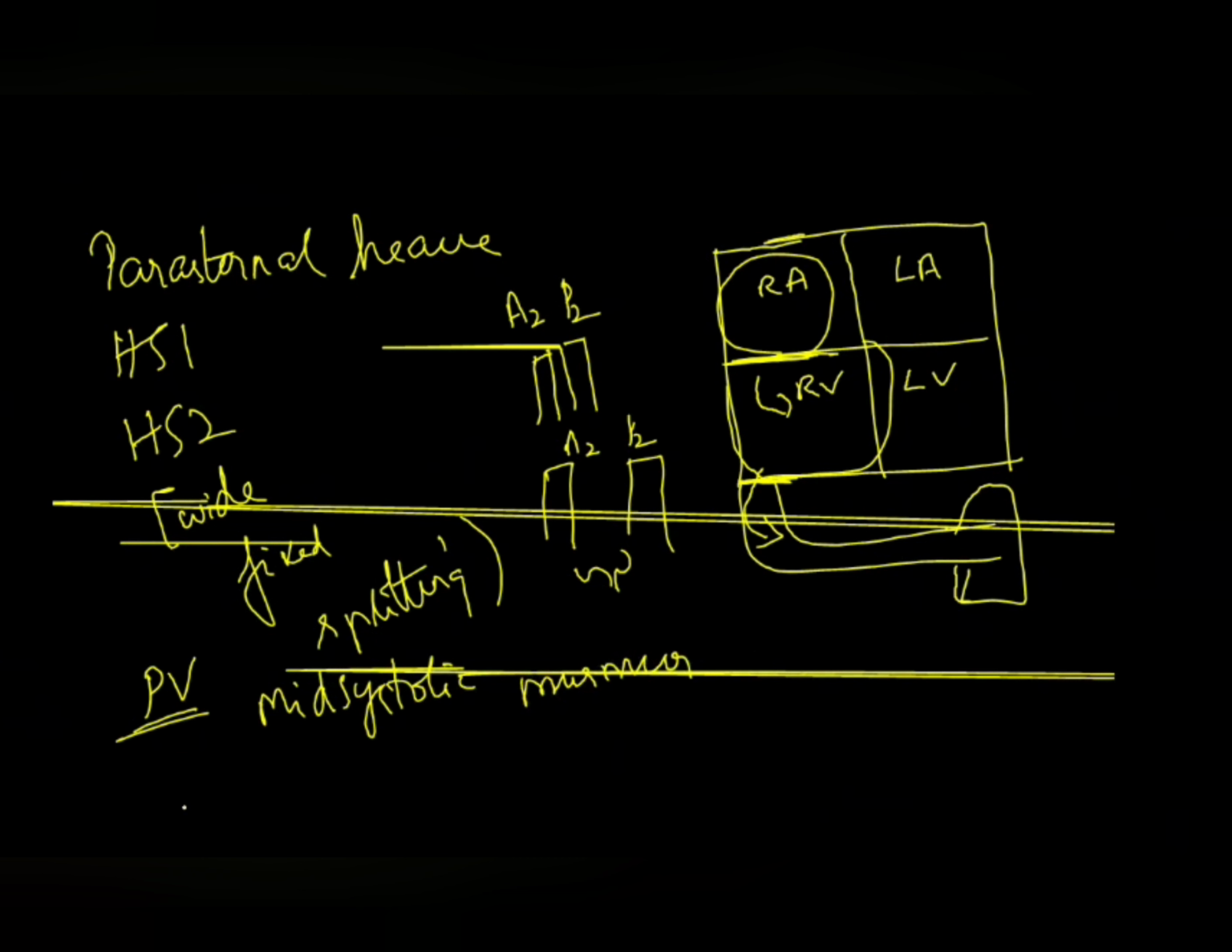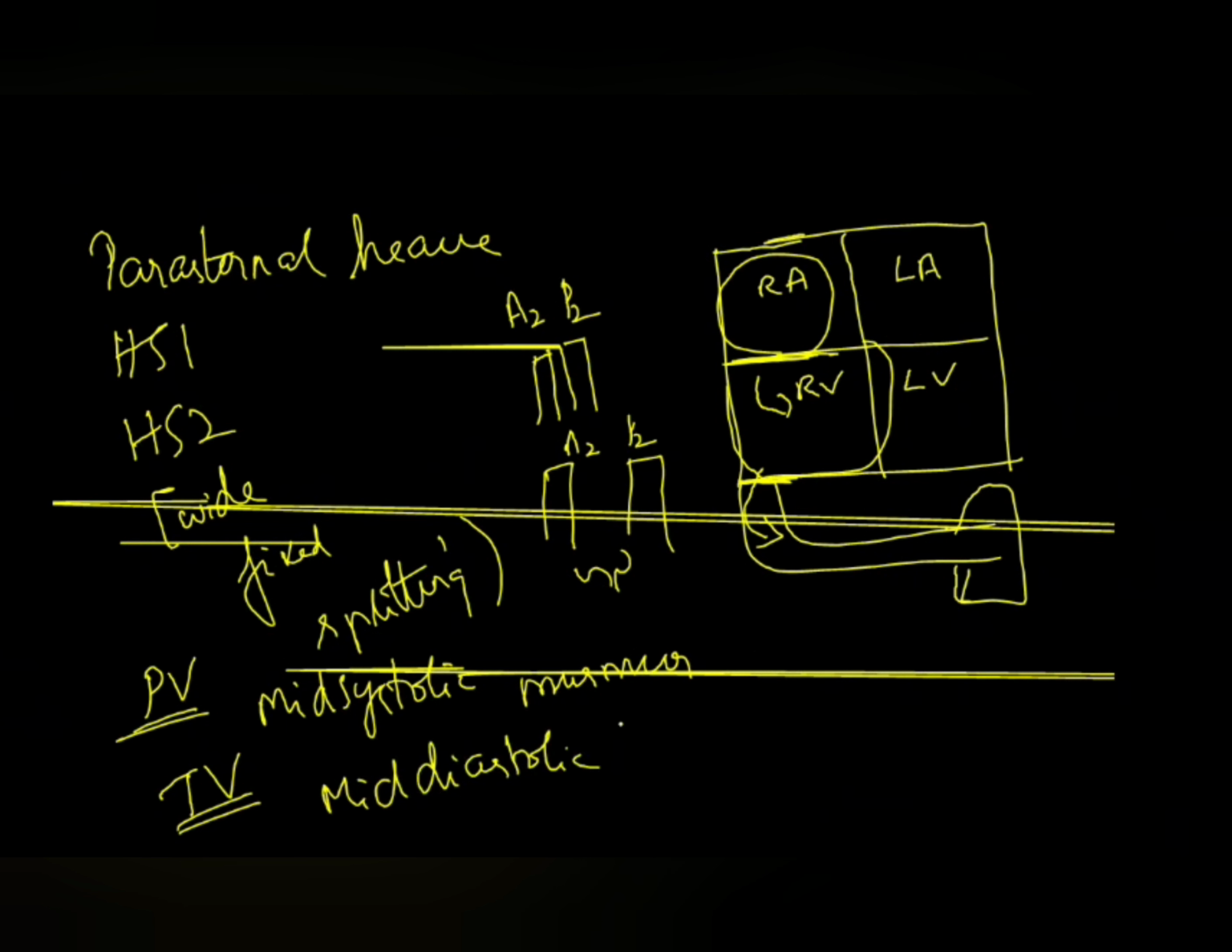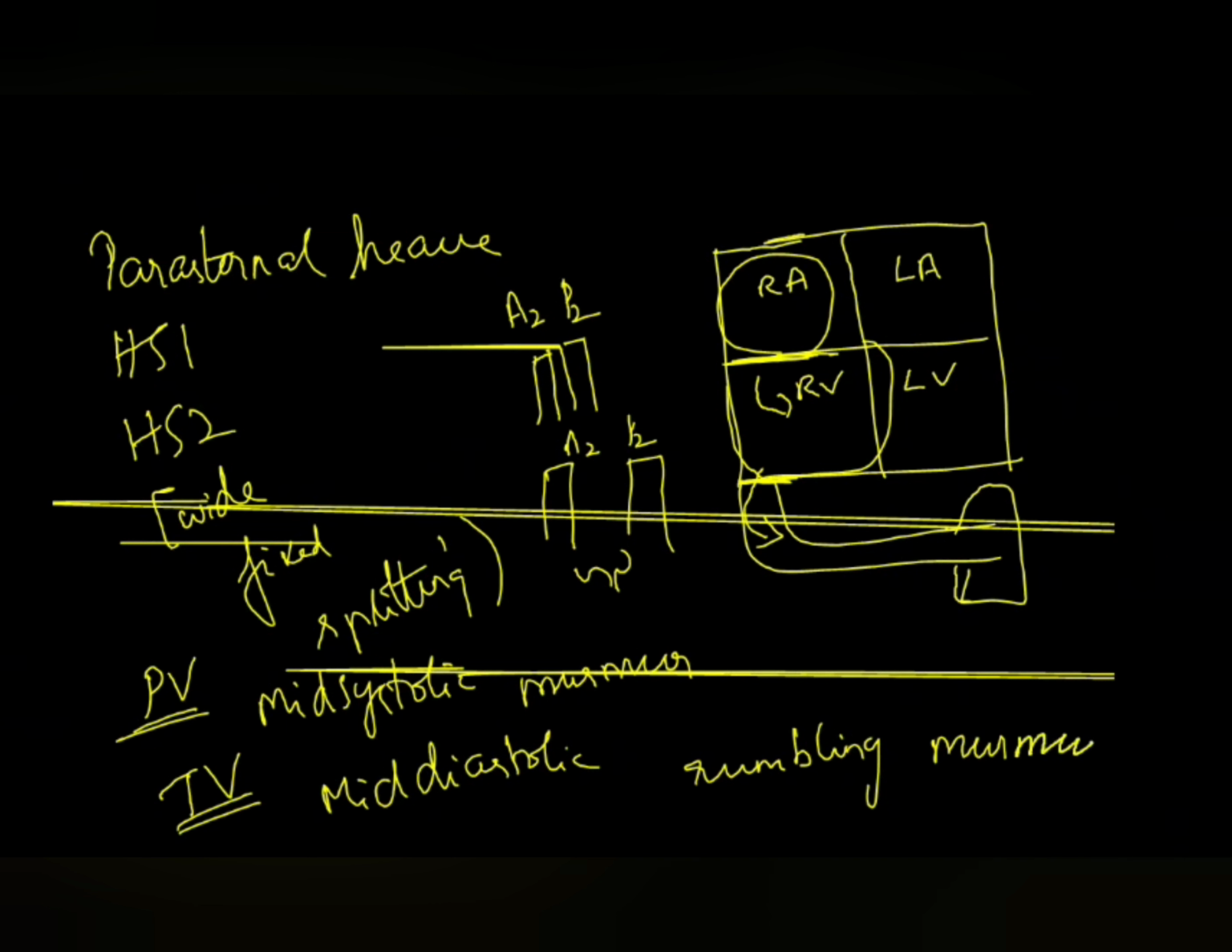Now when you talk about the disturbance in the tricuspid valve, it can cause a mid-diastolic rumbling type of murmur. So these are your auscultatory findings.